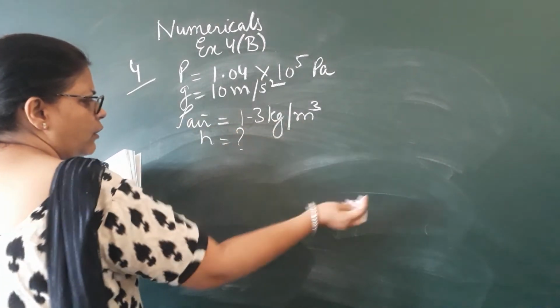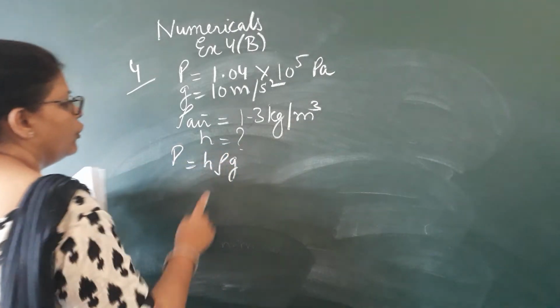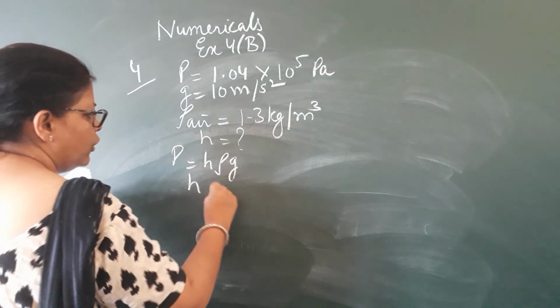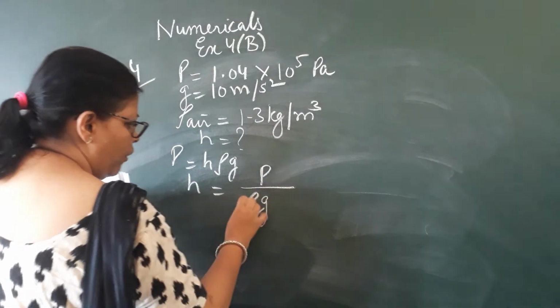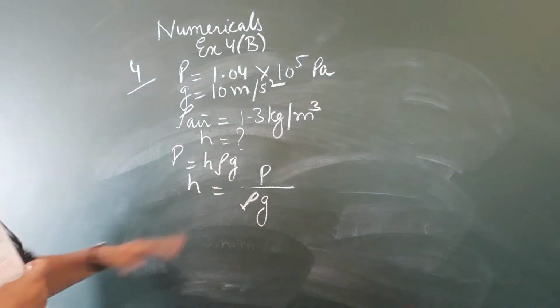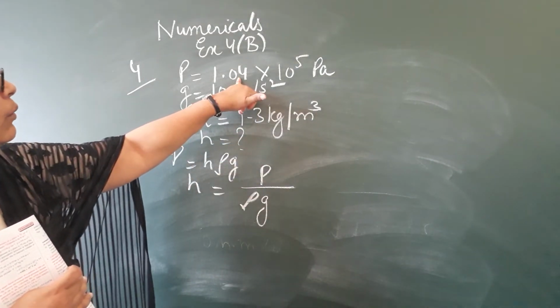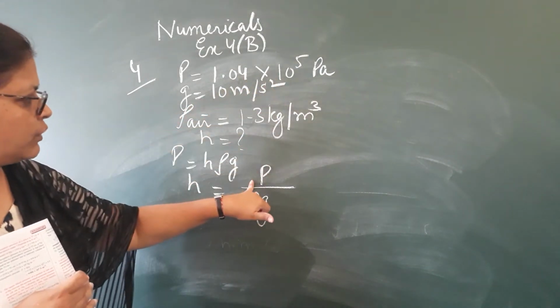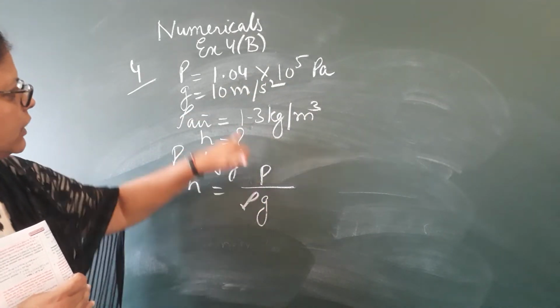This is a very direct question. P is equal to H rho G is the formula. You need to find out H. So H is going to be P upon rho G. You rearrange. You have all the values. I am not going to solve this for you. You solve it. P is 1.04 into 10 to the power 5. Put this value here. Rho is 1.3 and G is 10.